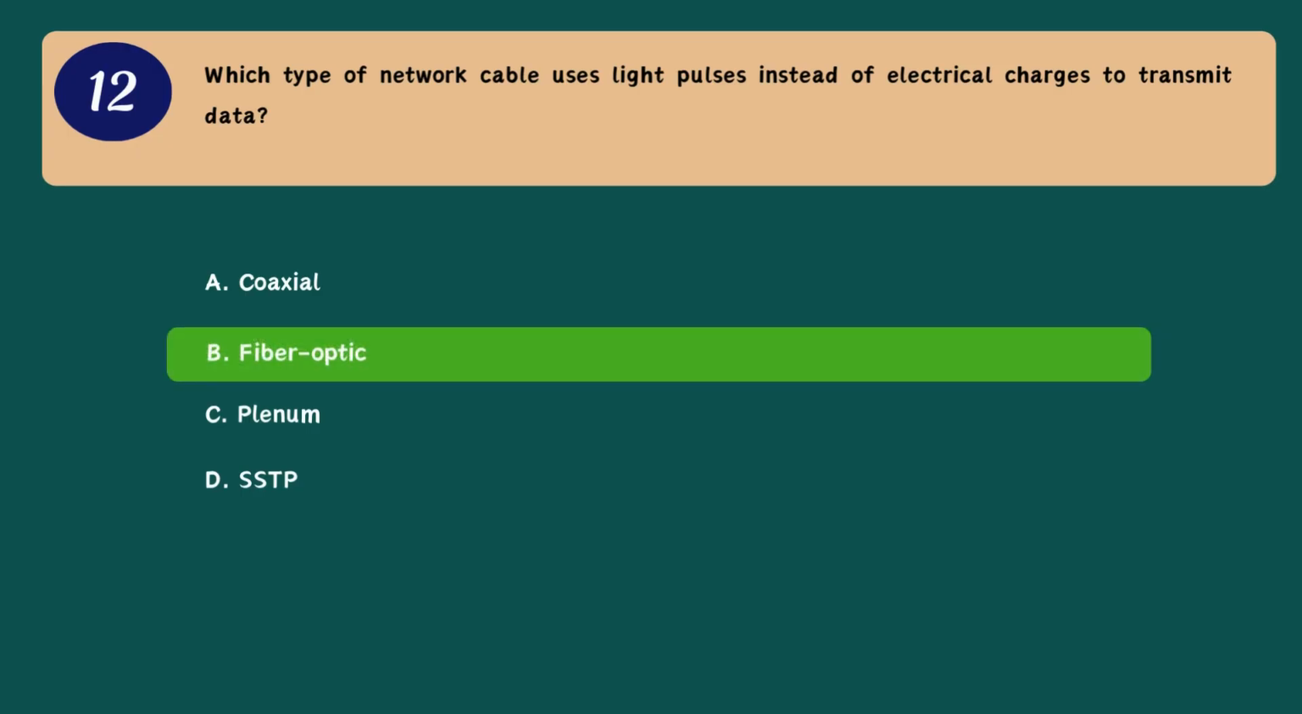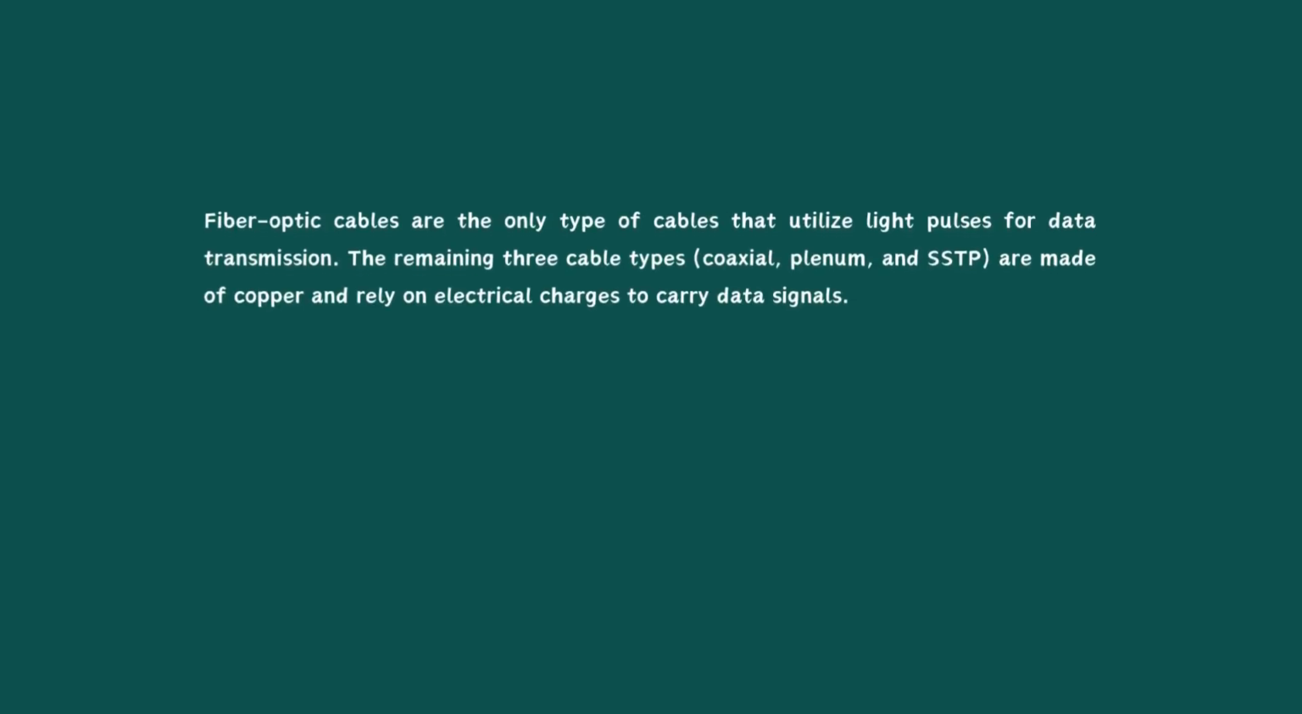Correct answer. B. Fiber optic. Fiber optic cables are the only type of cables that utilize light pulses for data transmission. The remaining three cable types, coaxial, plenum, and SSTP, are made of copper and rely on electrical charges to carry data signals.